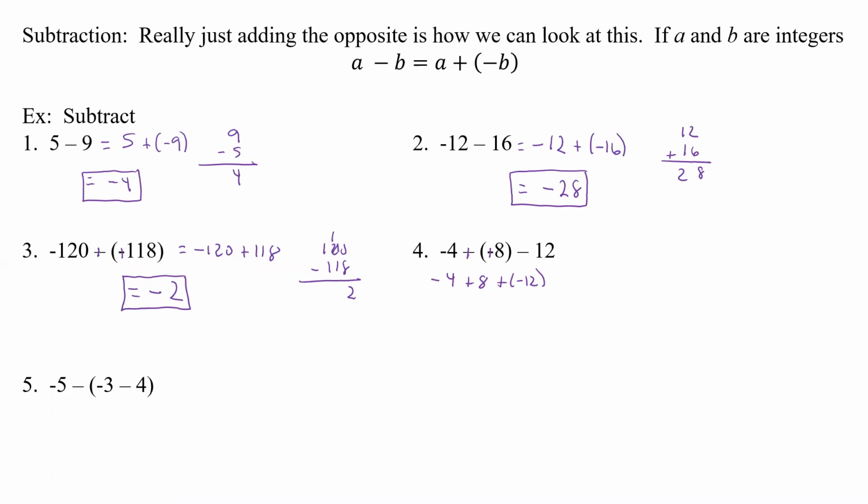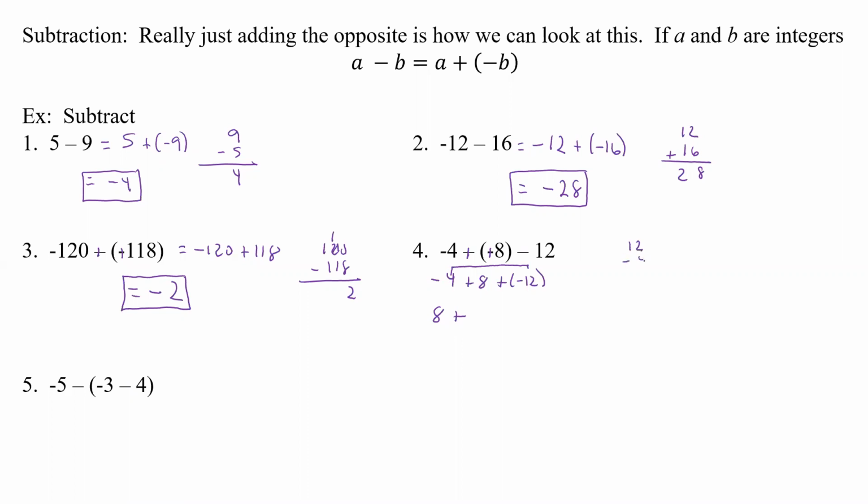Now we can do multiple things here. We can add from left to right. Or if you remember from previously, we can rearrange and say, well, we want to add these two together first because, well, they're both negative. And then after that, add the 8. So if we do that, let's bring our 8 out front. Then we're going to add to that, well, minus 4 minus 12.